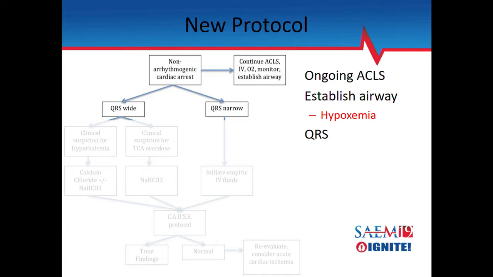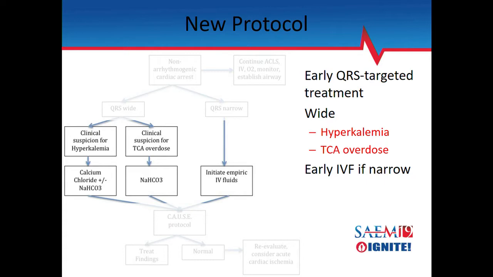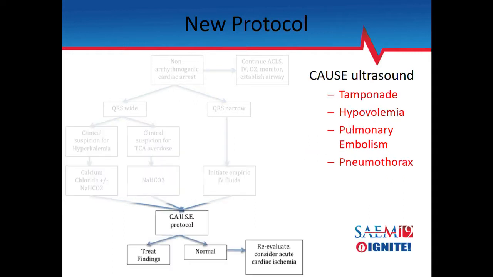Then you look at your QRS. So if it's narrow, like Litman was recommending, give the fluids early. It's probably not going to be harmful. It's something that you can get going right away once you get your access. If you have clinical suspicion for hyperkalemia and it's wide, so you see an AV fistula or you have a history of end-stage renal disease, then you can give the calcium. And then TCA overdose, give the sodium bicarb. And then finally, do the ultrasound.